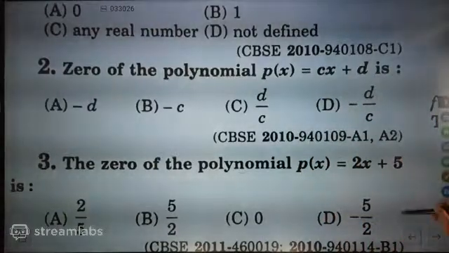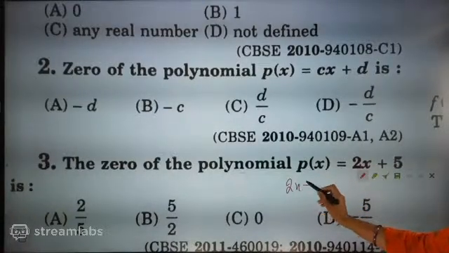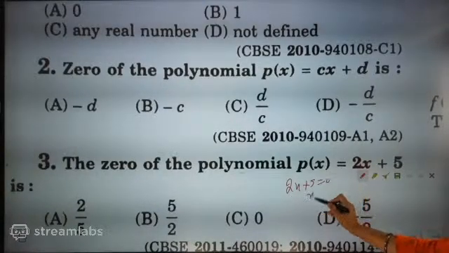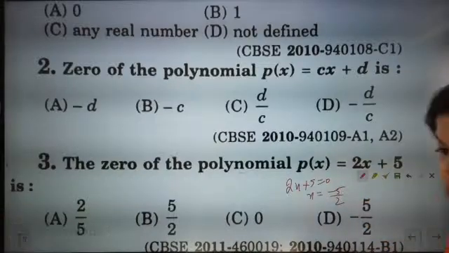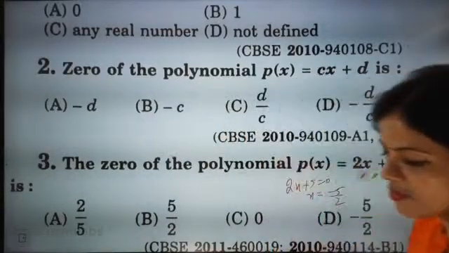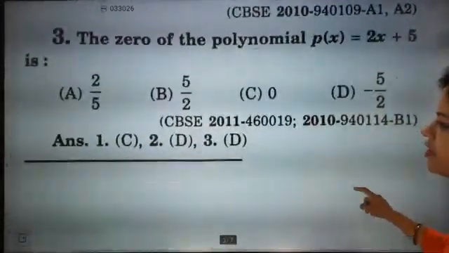Why? Because you have to make 2x plus 5 equal to 0. So x will be equal to minus 5 by 2. Check everyone. x will be equal to minus 5 by 2. Yes, the answer is C. That is correct.